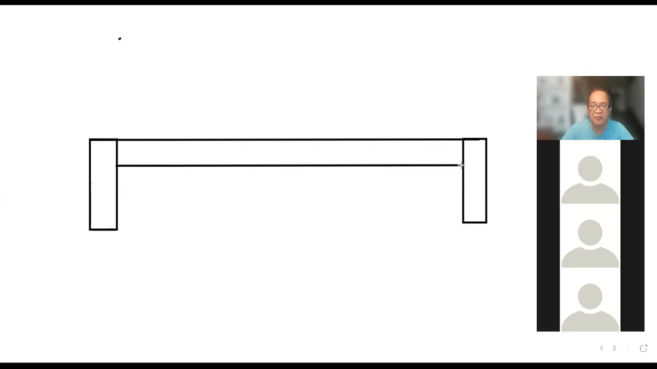The main reinforcement for the landing will be yang inilah, yang kita dapat tadi 17H10. Saya buat warna orange lah. 17H10. That is the main reinforcement for the landing.